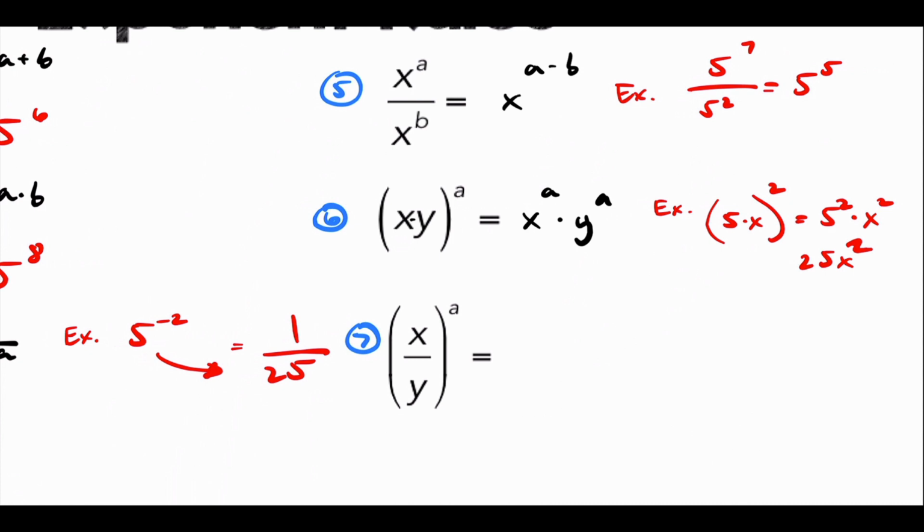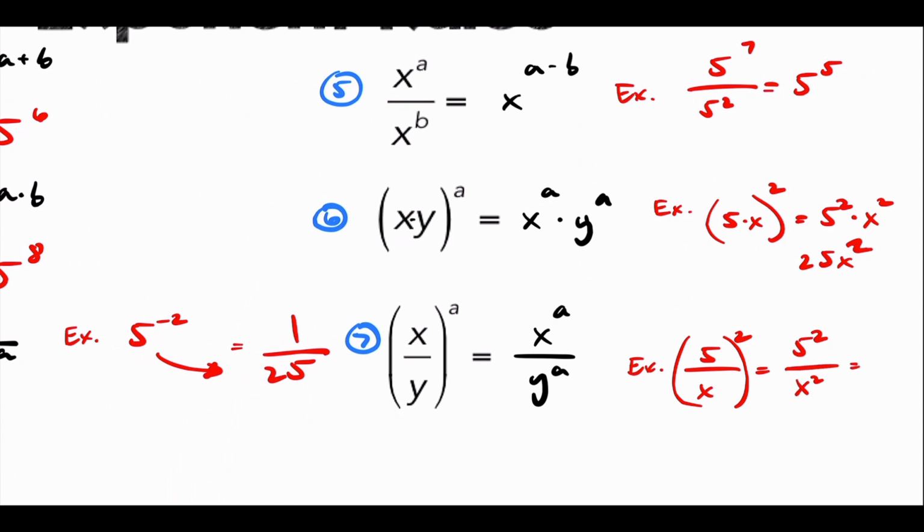Rule number 7 is kind of like that, except instead of multiplication, it's division. It's the same thing. Everyone gets a power. This guy gets a power, and this guy gets a power. Top gets a power, bottom gets a power.